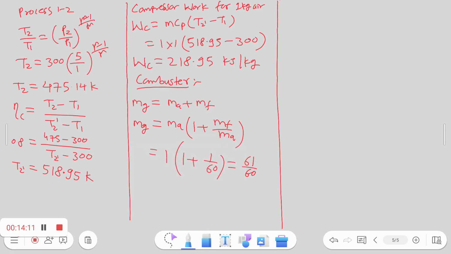Did you understand this? ma is not 60. It is the mass air fuel ratio, right? So fuel air ratio is 1 by 60. That is what I have taken. 1 plus 1 by 60, which is 61 by 60. That is the mass of gas. Okay, kg per kilojoule.